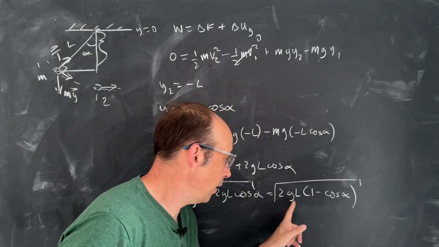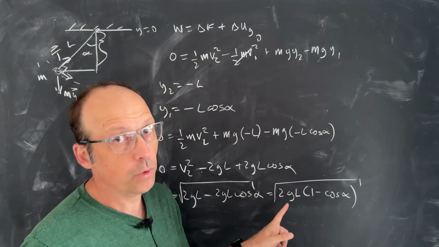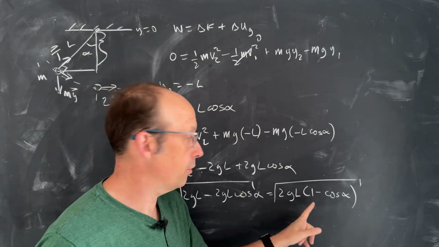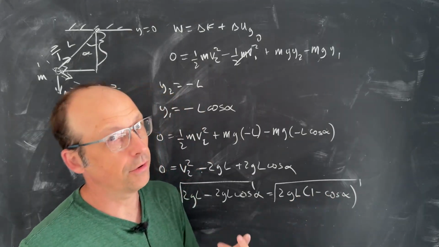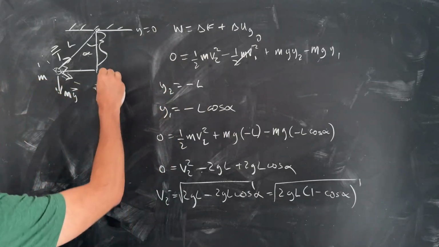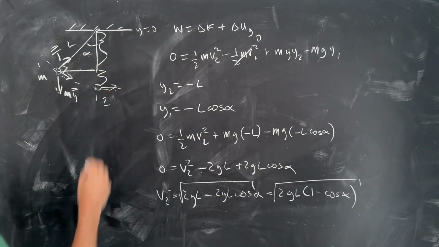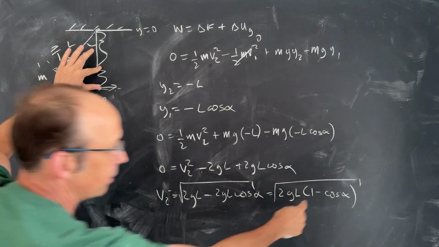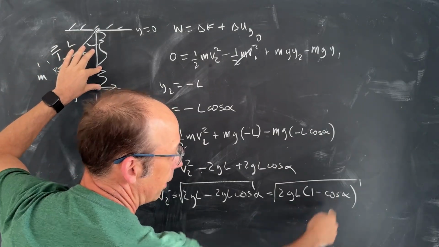Meters per second squared times meters is meters squared per second squared. 1 has no units, cosine has no units. So I'll take the square root to get meters per second. Check. Now, you'll notice this distance right here is L times 1 minus cosine alpha.